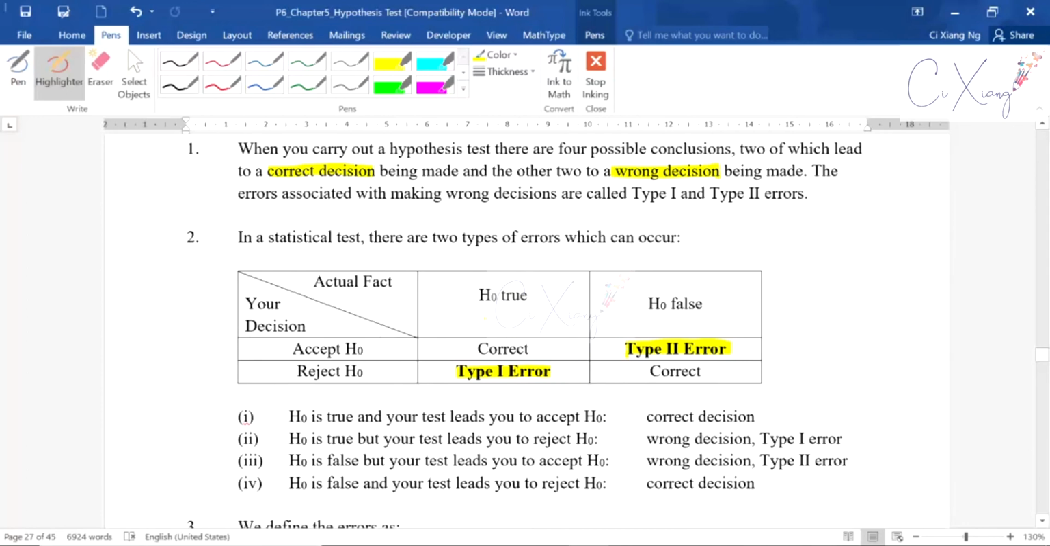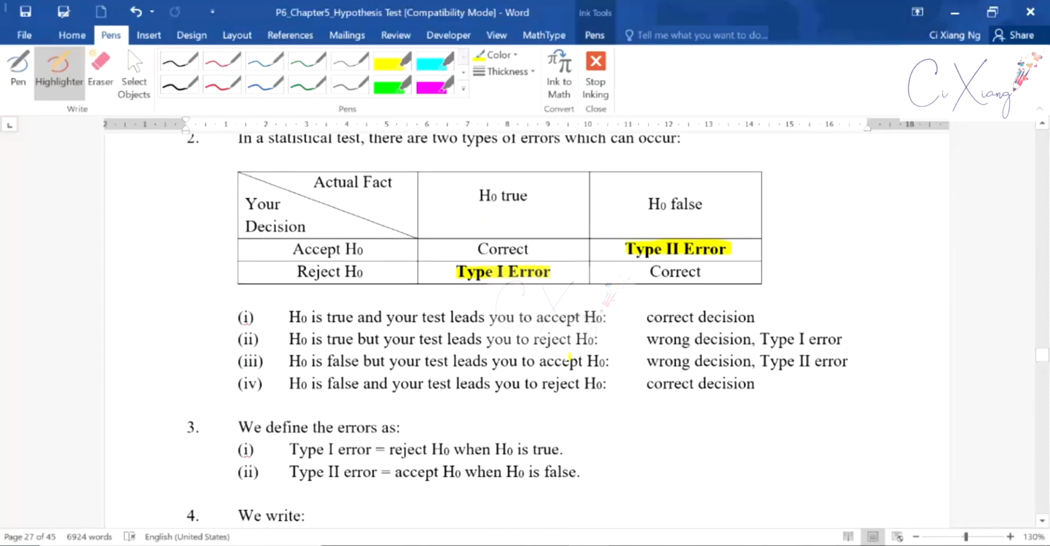Before you calculate the probability for type 1 and type 2 error, you need to remember the definition for type 1 and type 2 error first. This is the summary from the table. Type 1 error means that you reject the null hypothesis when the null hypothesis is true. Type 2 error is you accept the null hypothesis when the null hypothesis is false. So this is the definition for type 1 and type 2 errors.